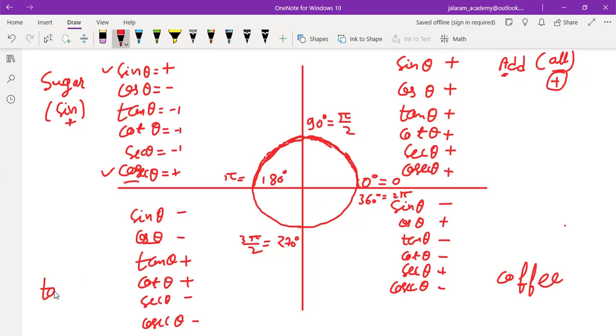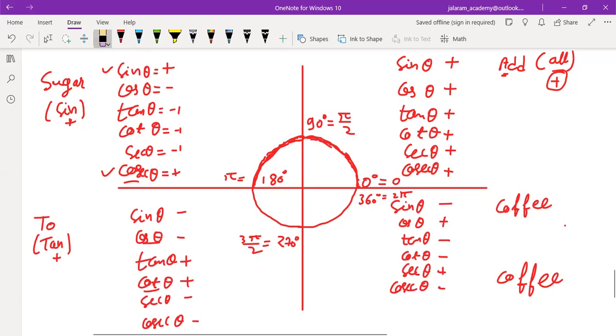All others are negative. Then comes T. Add sugar to T, T for tan. So ratio tan will be positive and its reciprocal cot theta will also be positive and all others will be negative. And the final is coffee, which starts with C, and C for cos. Cos is positive. All others are negative.